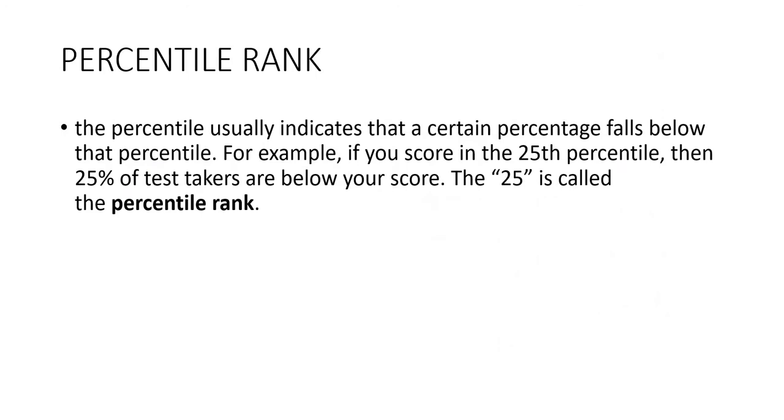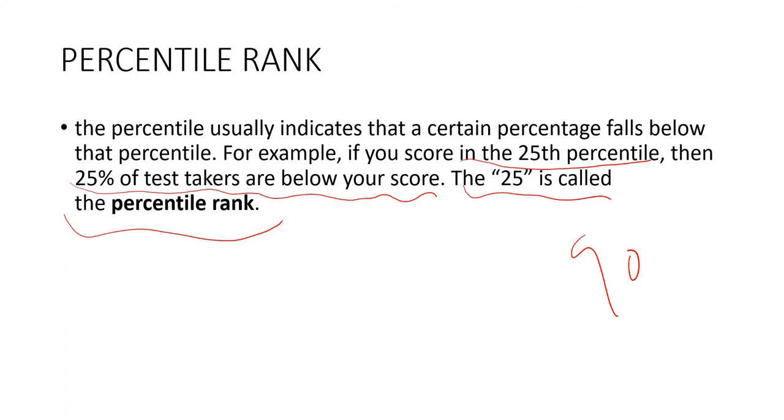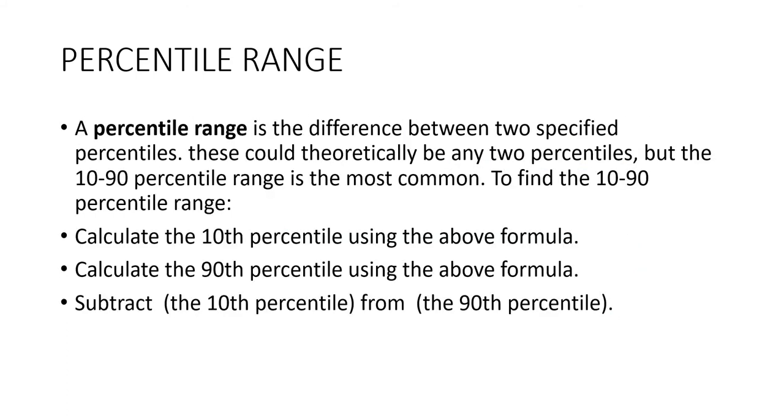Now, what is percentile rank? The percentile usually indicates that a certain percentage falls below that percentile. For example, if your score is in the 25th percentile, then 25 percent of the test takers are below your score, and 25 is called your percentile rank. It's simple. If you're in the 90th percentile, 90 is your percentile rank.